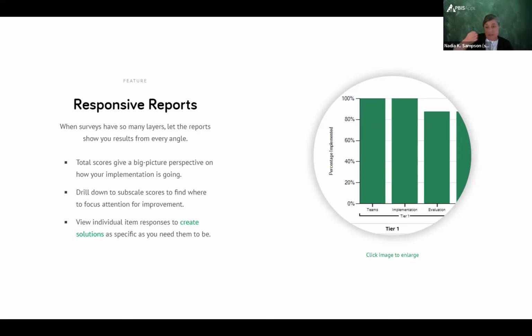And then you get to see your progress over time. How did we do on total score last year versus this year? What about the subscale of the Tier 1 scale this year versus the Tier 1 scale last year? Have we made improvements? Things like that. So we can really progress monitor how we're doing.